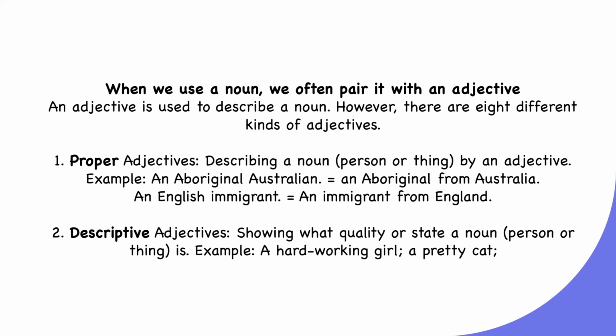First one is a proper adjective, just describes a noun as in a person or a thing. For example, an Aboriginal Australian means an Aboriginal from Australia. An English immigrant means an immigrant from England. Descriptive adjectives, they show what quality or state a noun, a person or a thing is. For example, a hardworking girl or a pretty cat.